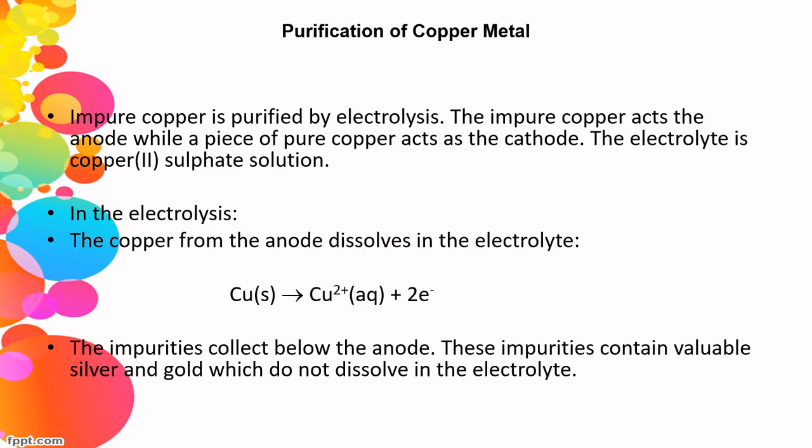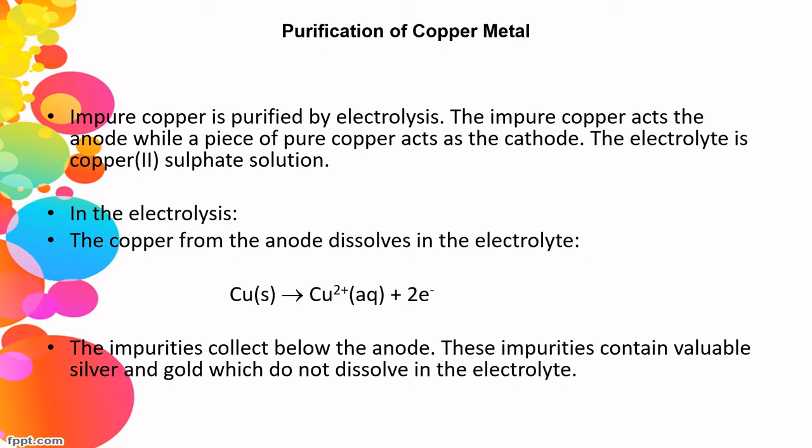The next application of redox reaction is the purification of copper metal. Impure copper can be purified by electrolysis, and the impure copper acts as the anode, while a piece of pure copper acts as the cathode. The electrolyte is copper(II) sulfate solution. In the electrolysis, the copper solid from the anode dissolves in the electrolyte to give copper(II) ions and electrons.